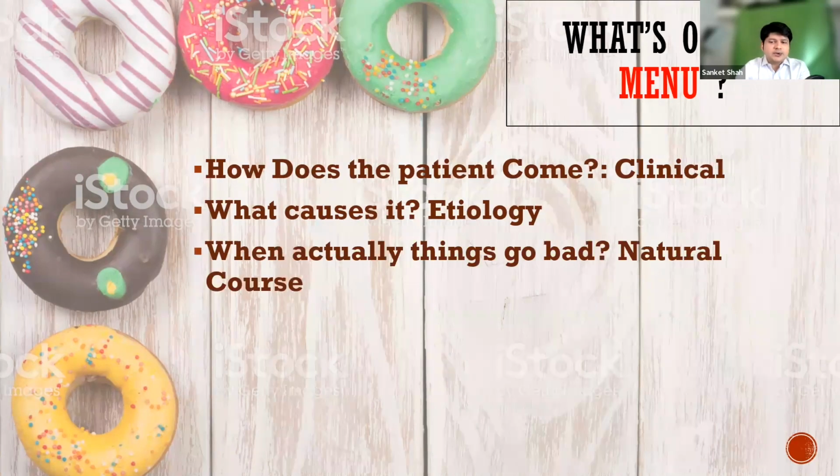When actually things go bad, like the natural course, suppose I am doing uric acid for all of us who are in the class right now, it comes high for a few, 5 or 6 people. Should we start treatment for those 5 or 6 people, or how should we go ahead? That is a very important point to take, right?